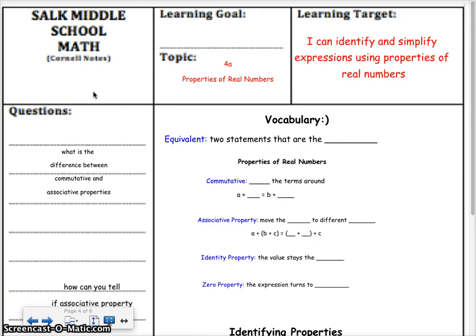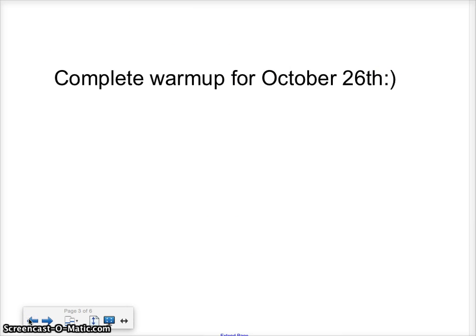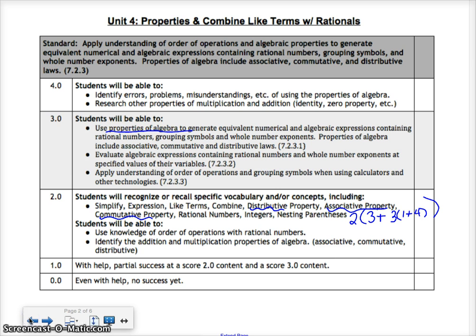Moving on to our unit on properties of real numbers. Or actually, the specific topic within our unit is properties and combining like terms with rationals. So the heart of today's lesson is being able to identify and apply properties of real numbers, because what we want to do is use properties of algebra to generate equivalent expressions. That means commutative property, associative property, to be able to combine like terms, to simplify.